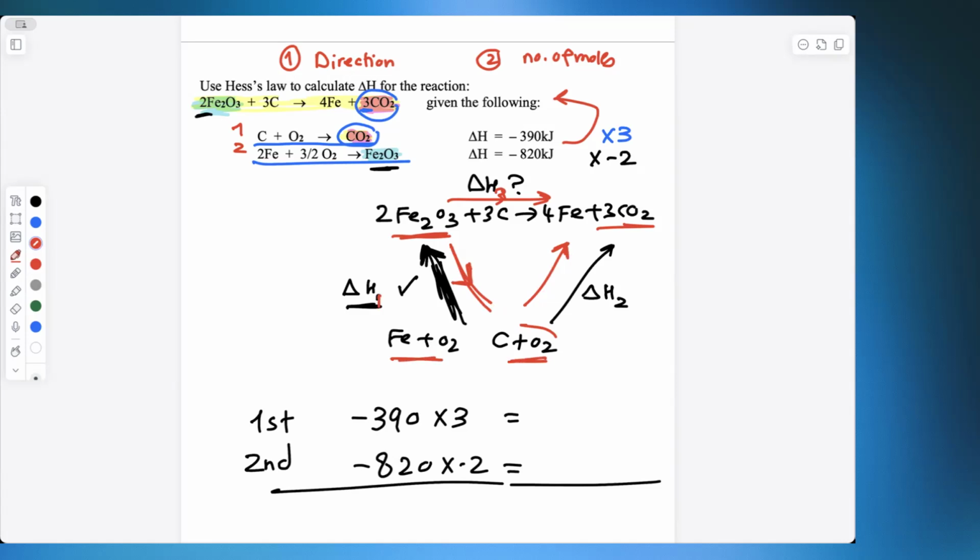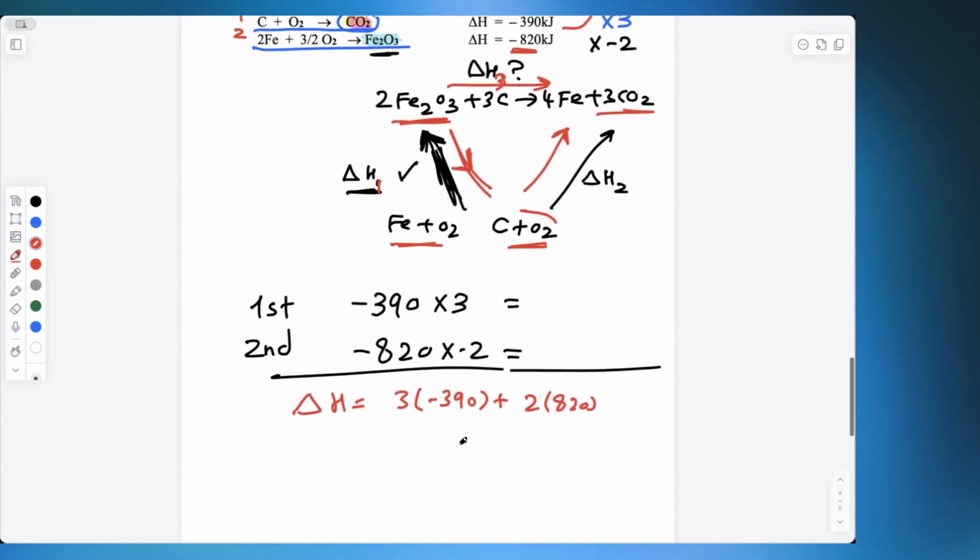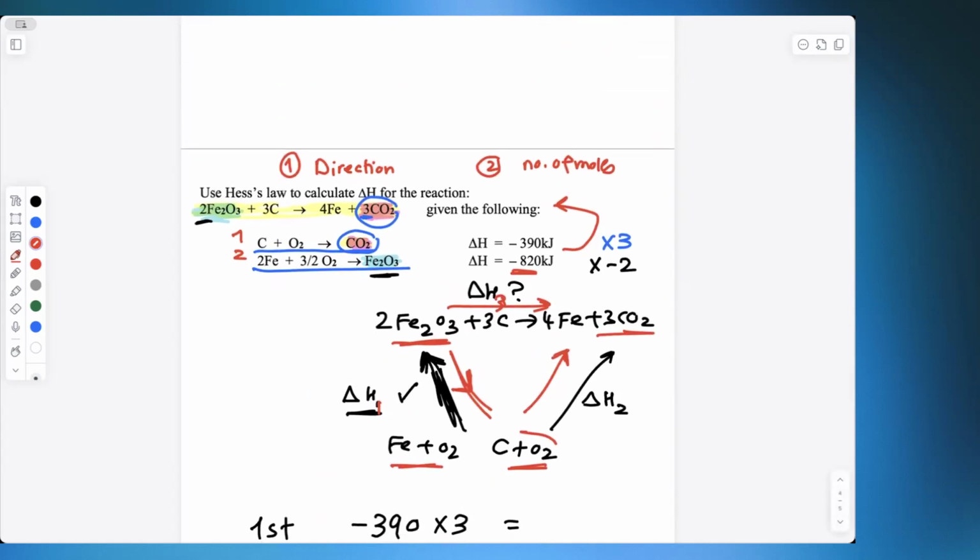So simply adding the values together, minus 390 after multiplication and minus 820 after multiplication, you will do it like that. Delta H is equal to 3 multiplied by minus 390, added to 2 multiplied by 820, with the sign reversed. So you get 470 kilojoules. You get 470.